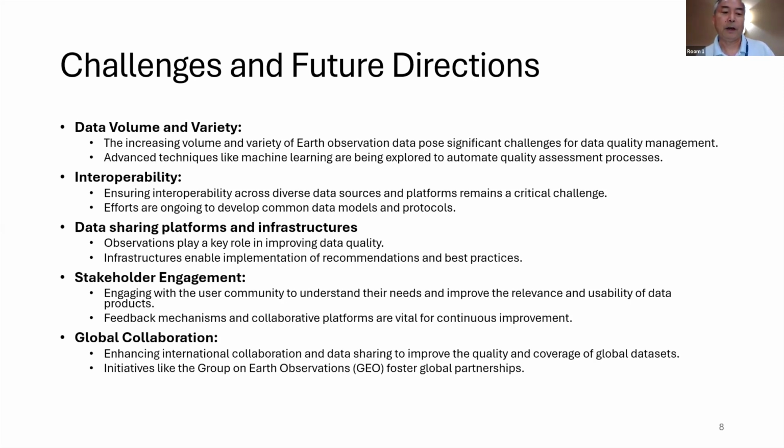I don't think NASA or NOAA alone can solve this problem. So we need the whole community to get involved. Also, we need stakeholder engagement. We need to develop data products to meet their needs, and global collaboration is a must.